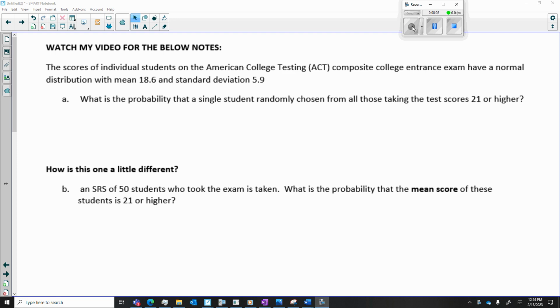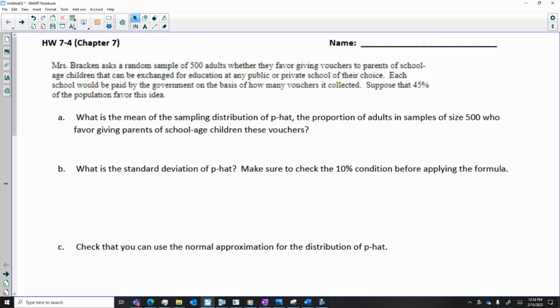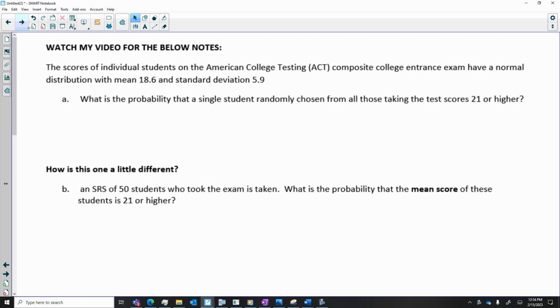This video is in conjunction with homework 7-4, and this has to do with sampling distribution of the sample mean. So this is page 2. If you look, we have page 1 here, page 2. On page 1, you were doing sampling distribution for sample proportion, and now I'm going to introduce the sampling distribution of the sample mean.